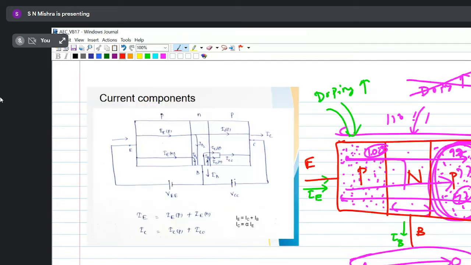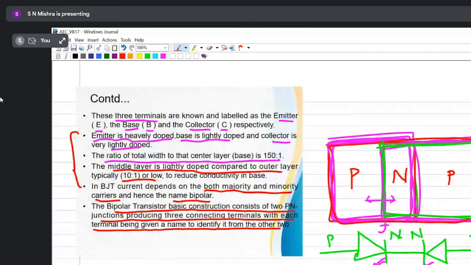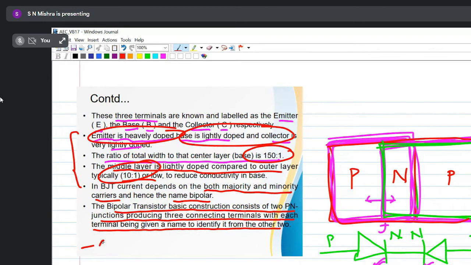Yes, sir. So again, come to the points we have discussed here. I have explained why it is lightly doped, heavily doped, why the ratio is 150:1 in the base region doping. And another point is not written, you can write here: the collector is wider compared to the emitter to reduce the heat in the circuit or the component. Clear?